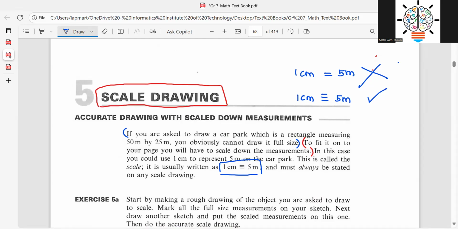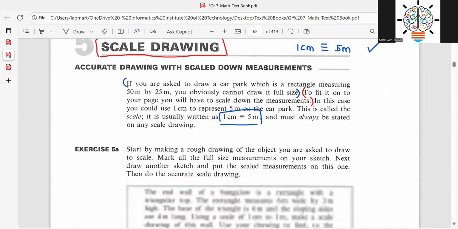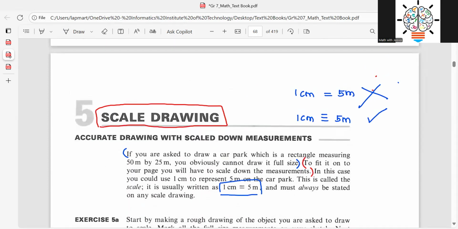I'm just showing here with the example. According to this scale, if I see 5 meters, I draw only 1 centimeter length. Okay, so then we will move to the example. Hope all of you have understood what you want to do, children.